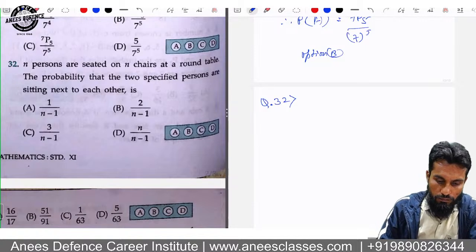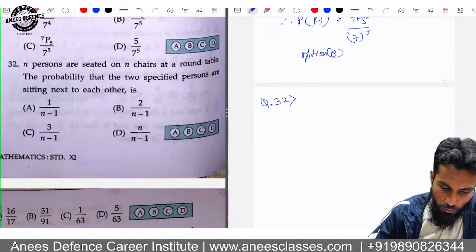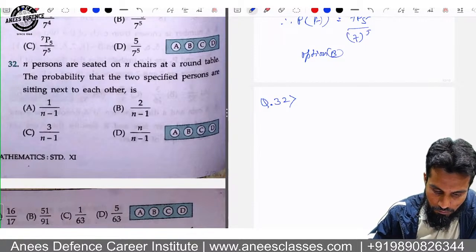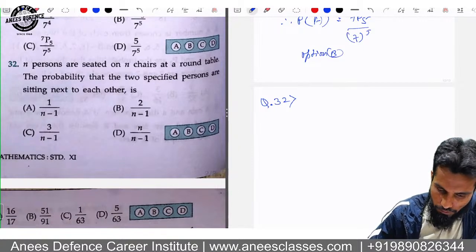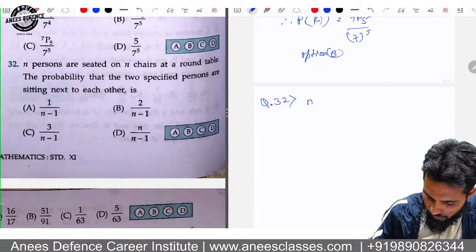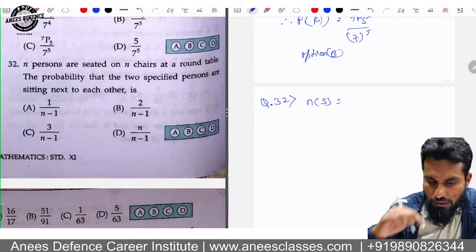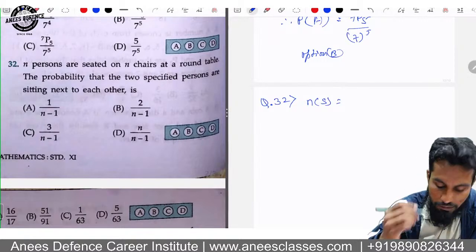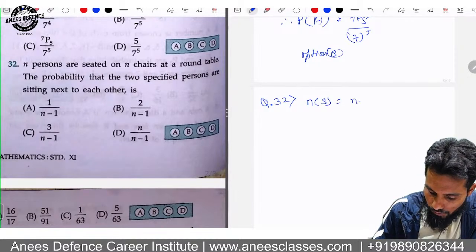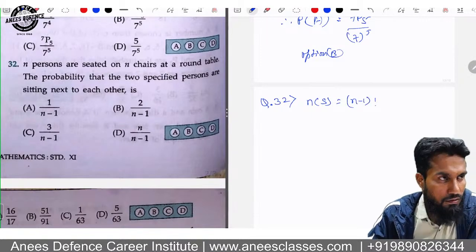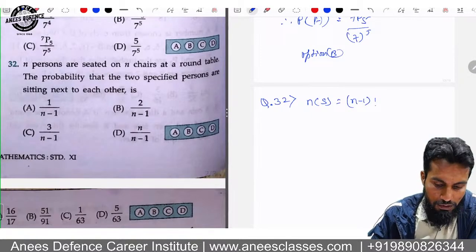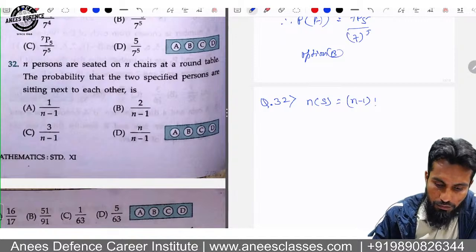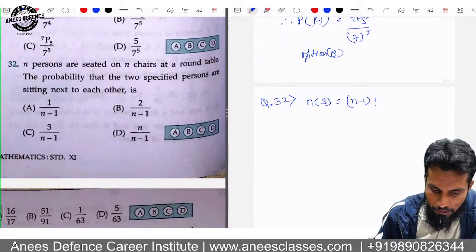Okay, let us solve. Two possibilities can be there, 2 multiplied with n minus 2 factorial. First find out the sample space. As you know, whenever persons are sitting in a circular arrangement, it is n minus 1 factorial, that is 1 less than the total number of persons. That is quite understandable. What about the cases?